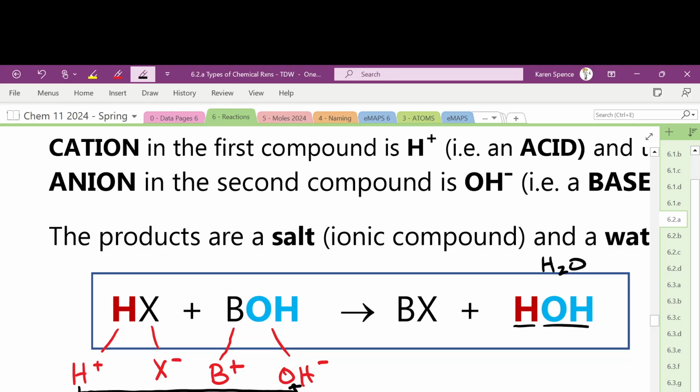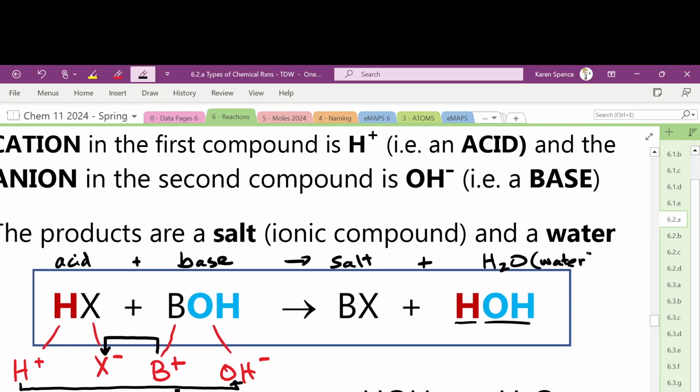Now, we combine our inside ions, so we go backwards. The B gets together with the X, and so we get BX as our salt. So we have an acid plus a base gives a salt plus water. That's a neutralization reaction. Acid plus base gives salt plus water.